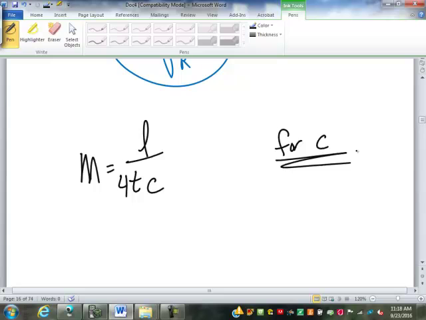So here you have M equals L over 4TC. Solve that for C. I'm going to pause it and give you a chance to do that in your notes. So the first thing we have to do is get C out from underneath the bottom of that fraction.